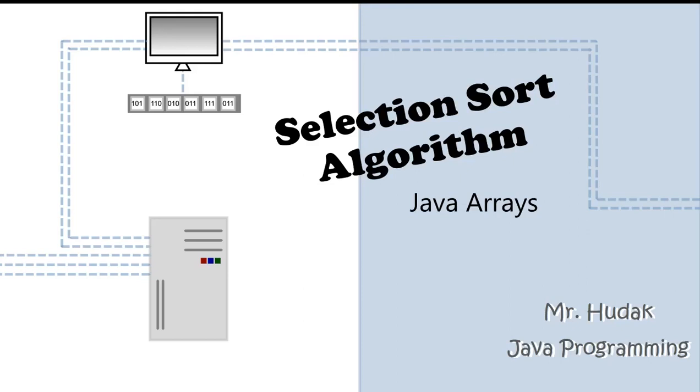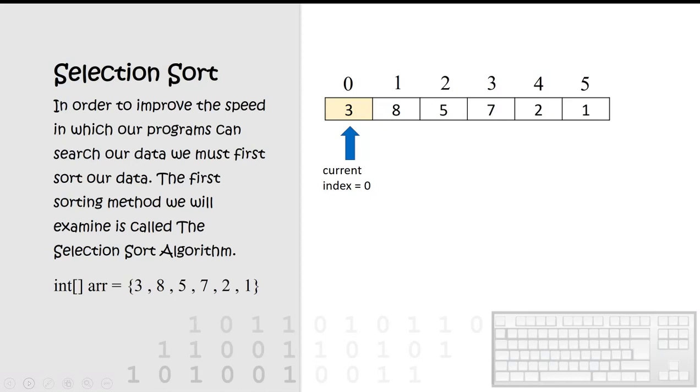Selection sort algorithm for Java arrays. In order to improve the speed in which our programs can search our data, we must first sort our data. The first sorting method we will examine is called the selection sort algorithm.